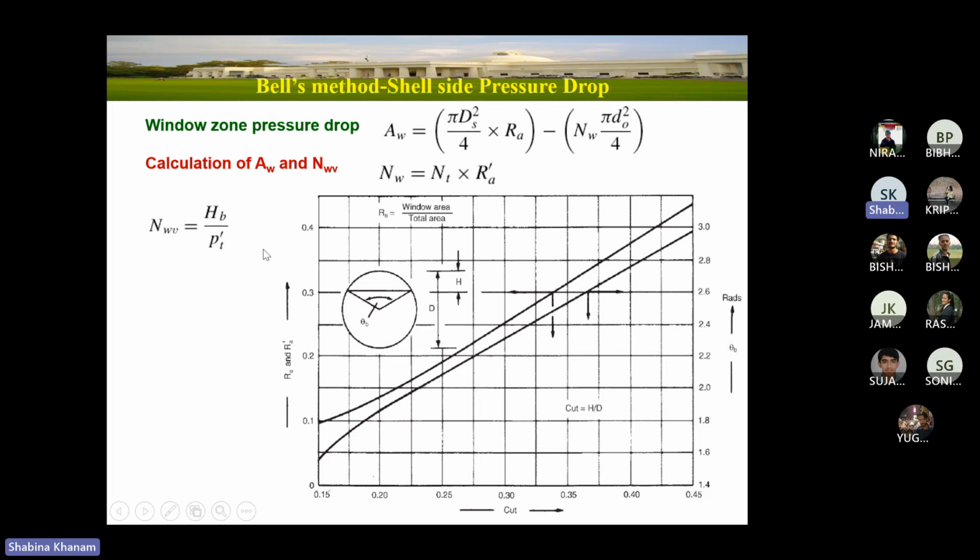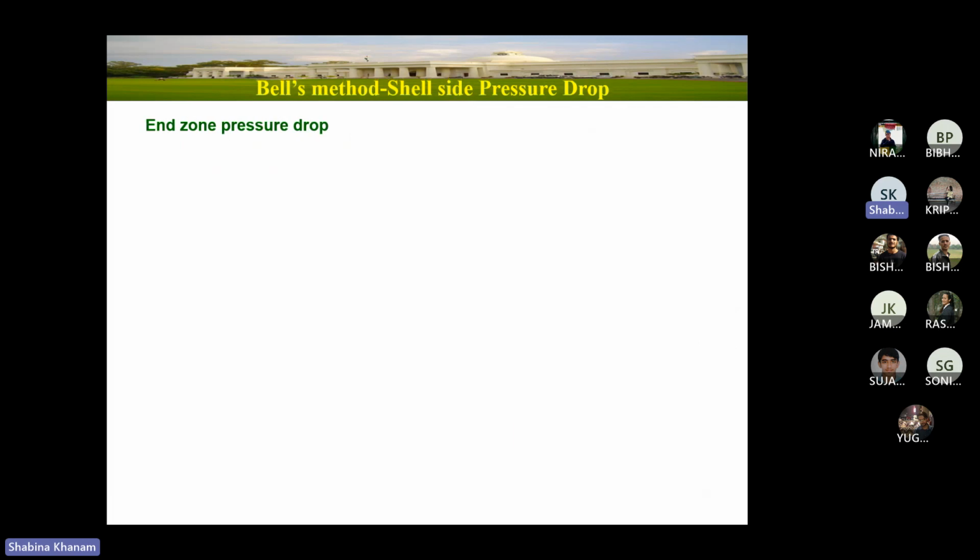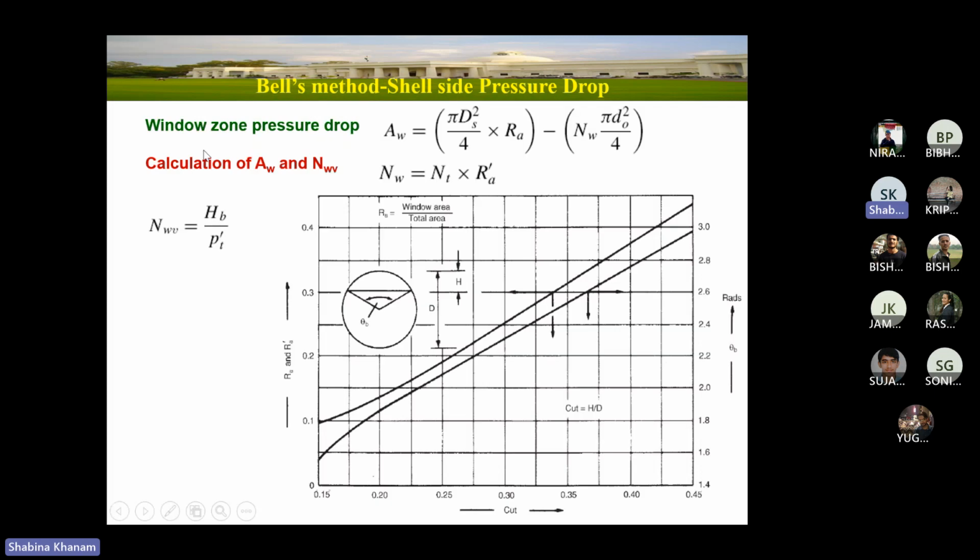HB is the height of bundle available in the window zone. So HB by PT prime. PT prime we have discussed already: it is 0.87 into PT if it is triangular pitch, or PT prime will be equal to PT if it is square pitch. In that way you can find out NWV.